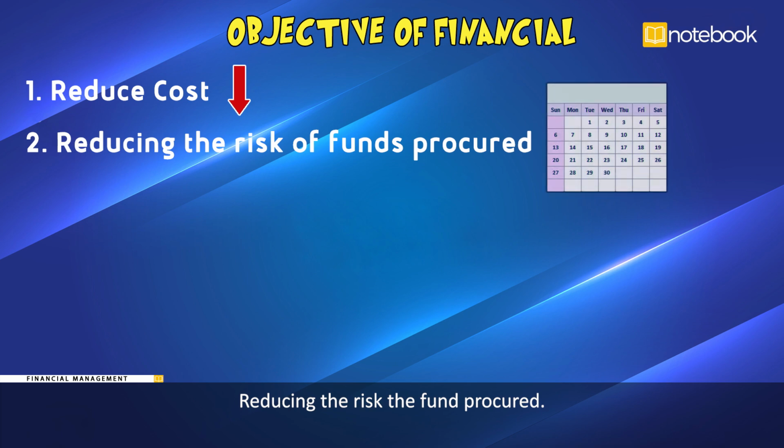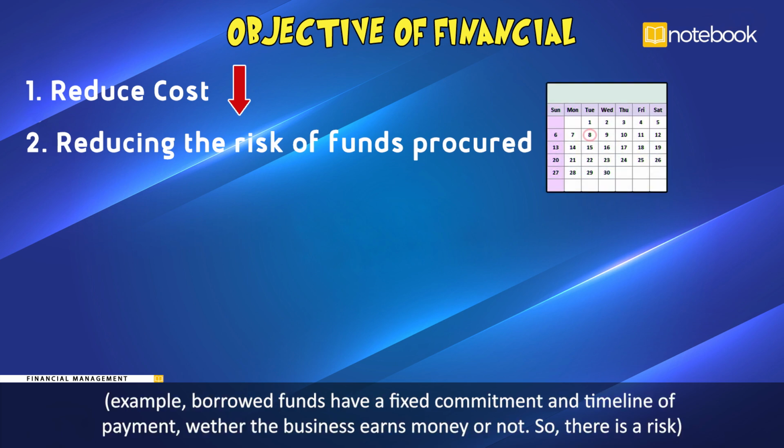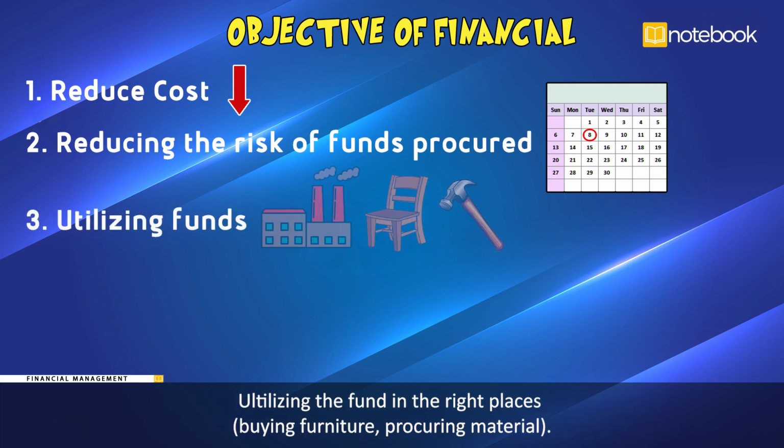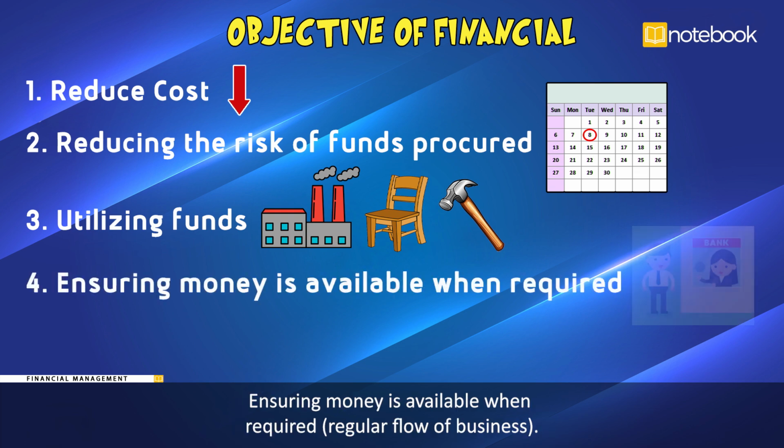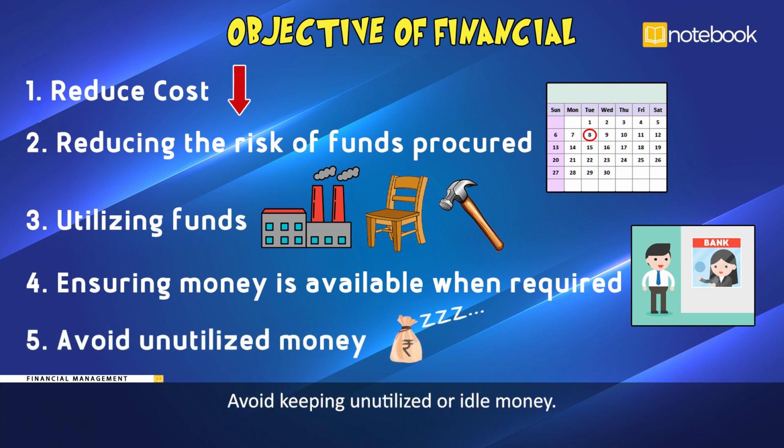Reducing the risk of the funds procured. For example, borrowed funds have a fixed commitment and timeline of payment, whether the business earns money or not. So there is a risk. Utilizing the fund in the right places: buying furniture, procuring material, ensuring money is available when required. Regular flow of business. Avoid keeping unutilized or idle money.